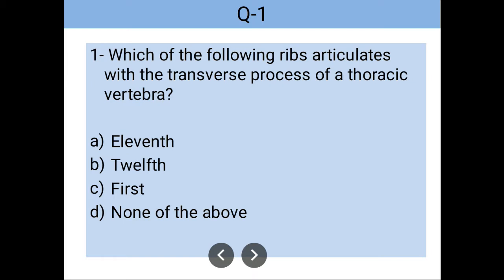Which of the following groups articulates with the transverse process of the thoracic vertebra? When we talk about the articulation with the transverse process, we have the first group here. Which one is also articulating with the transverse processes? The 11th and 12th only articulate with the body.